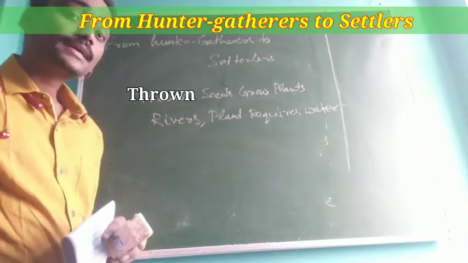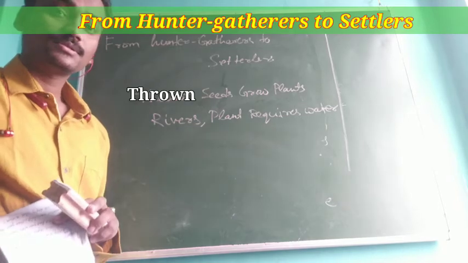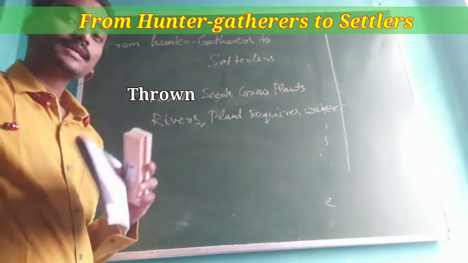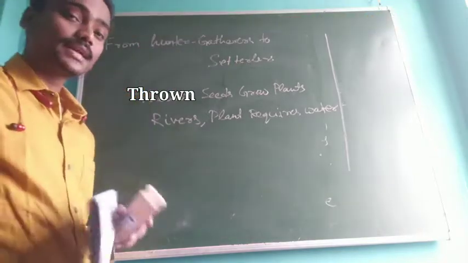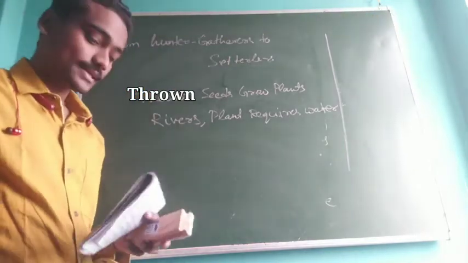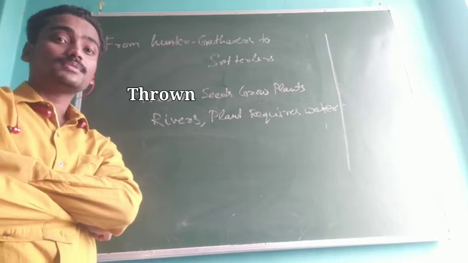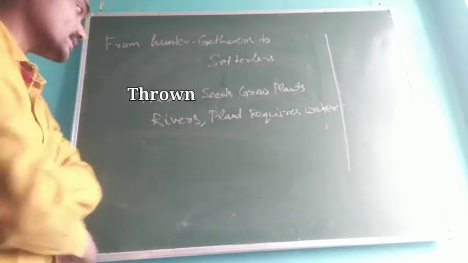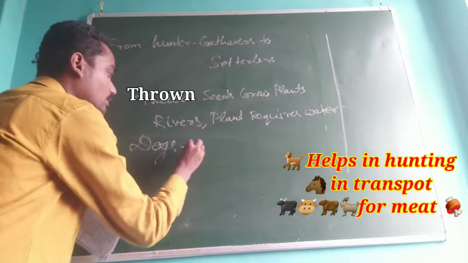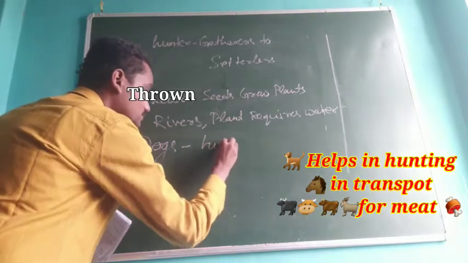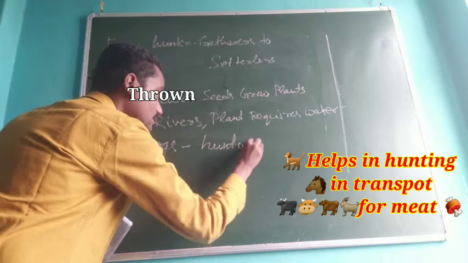Now they started to domesticate animals. In the earlier stage, we know they were only hunting animals. Now they started domesticating animals. What type of animals did they domesticate? They domesticated animals like dogs, for hunting purposes. It helps them in hunting.